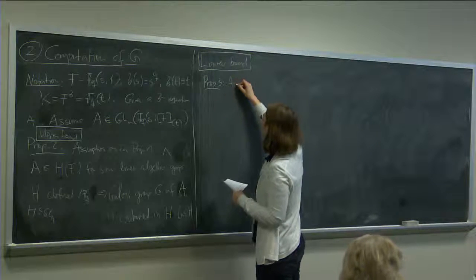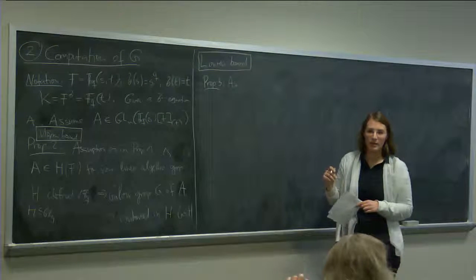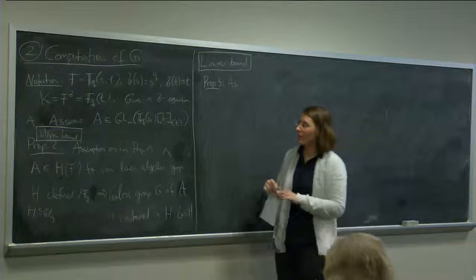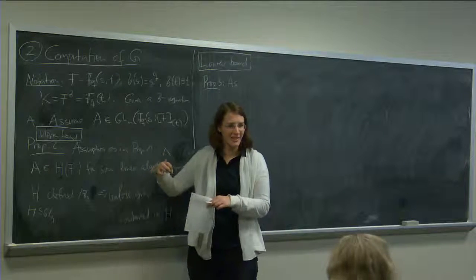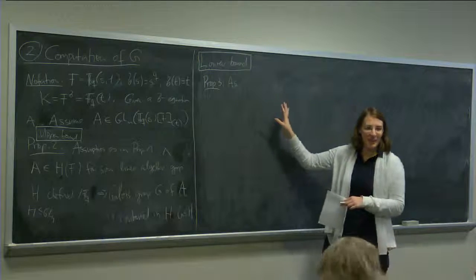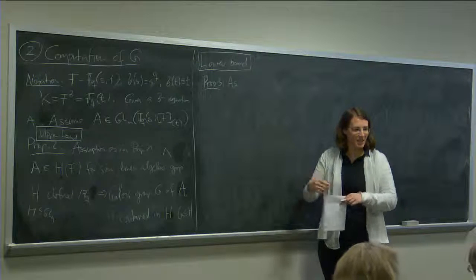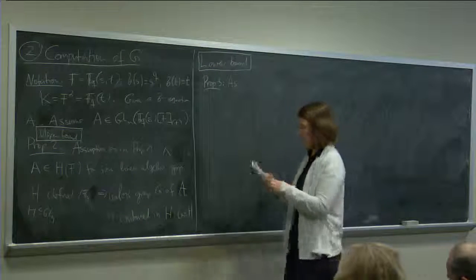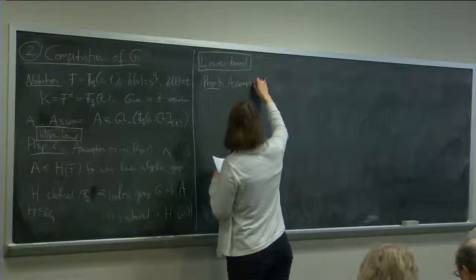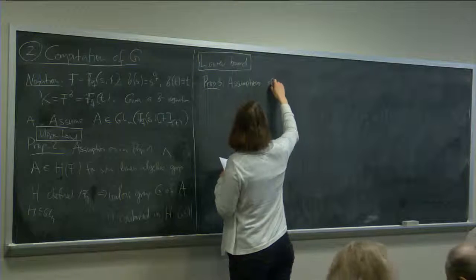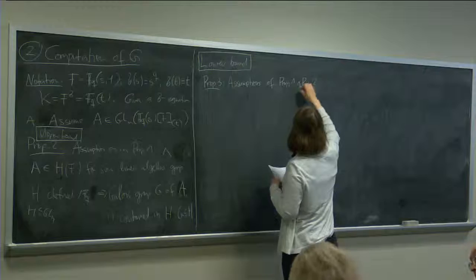What do you mean by lower bound? How do you measure lower bound and upper bound? The measurement is the group. The group G is bounded by H. It's measured by some subgroup that's generated by its elements, and it's bounded by groups.